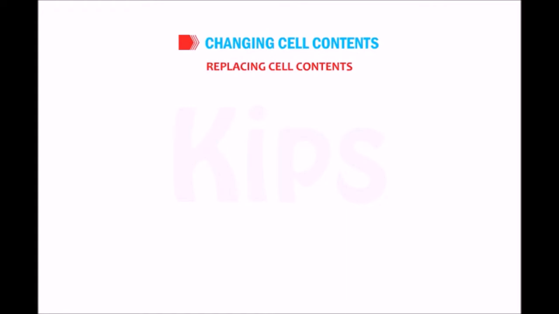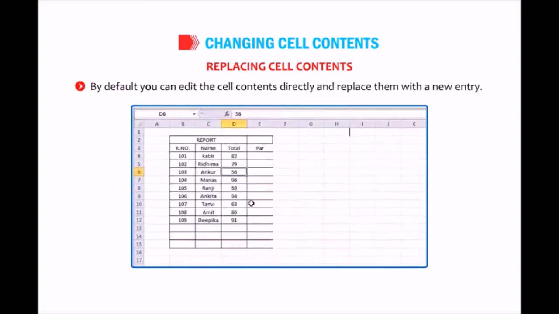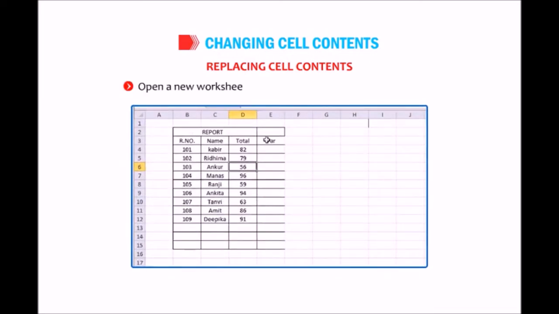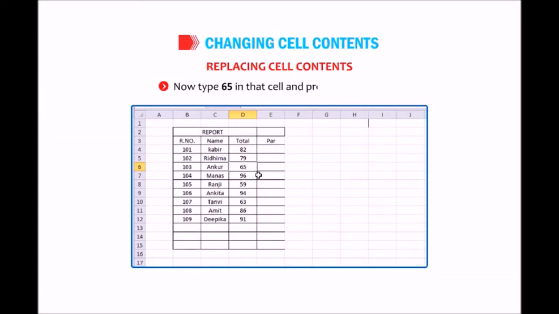Replacing cell contents. By default, you can edit the cell contents directly and replace them with a new entry. Open a new worksheet and type in the data as shown in the figure. Select the cell D6 whose content has to be changed. Now type 65 in that cell and press the Enter key. Note that the previous value 56 is replaced with 65. Similarly, try to change the contents of other cells.